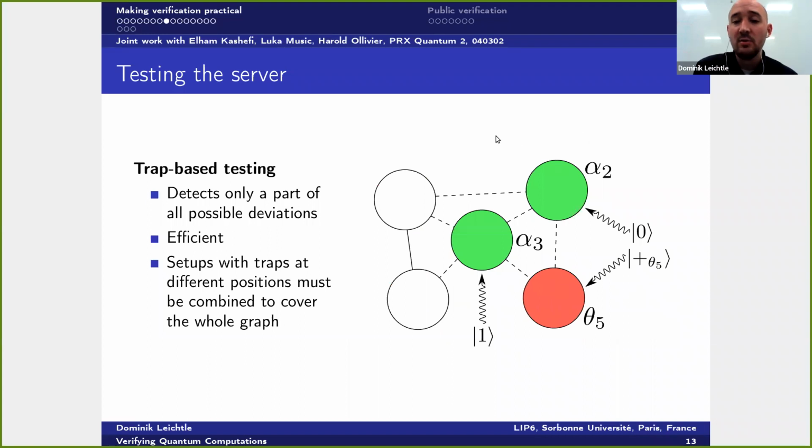And the one that we've been using was introduced as trap-based testing, or trapification, because the idea is that we insert traps into this graph. And a trap just means it's going to be a trap. In this case, it's a red qubit here in the lower right corner. And it's a trap because we will isolate it from the rest of the graph and from the rest of the computation. So we put in 0 or 1 states, which are the green ones here, all around the red one.